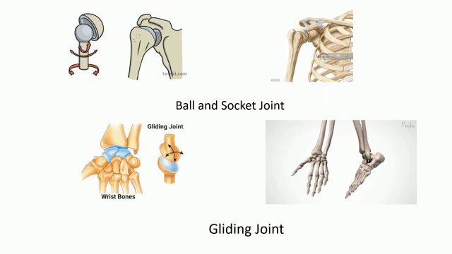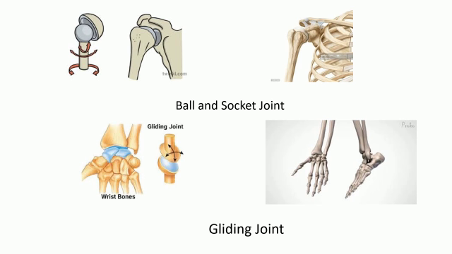Ball and socket joint. It is a joint in which the rounded end of one bone fits into a cup-like end of the other bone, allowing for free rotatory motion. In this type of joint, the bones can move in two or more directions in a 360-degree angle. Examples, shoulder and hip joints.